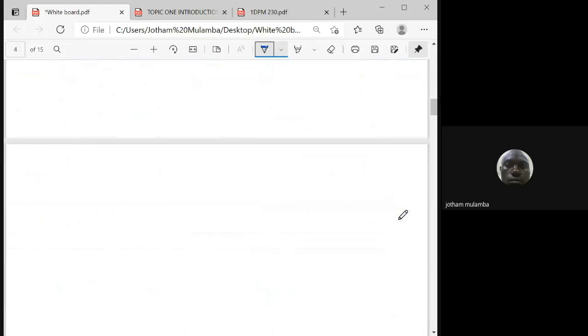Now let's look at the balance sheet. The other name for balance sheet is statement of financial position. Now, who can remind us of the balance sheet equation? Because there's an equation that we use to prepare a balance sheet. Who remembers that equation?